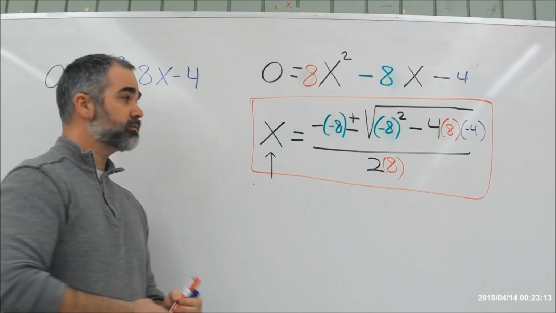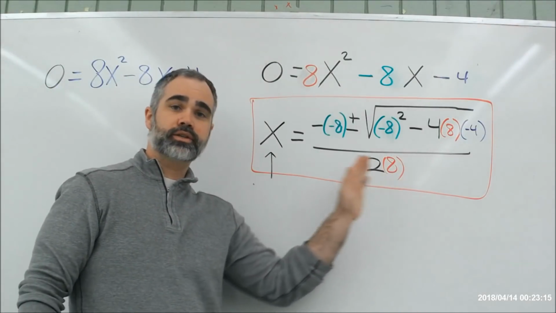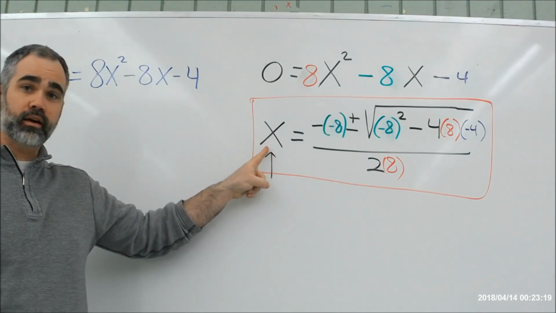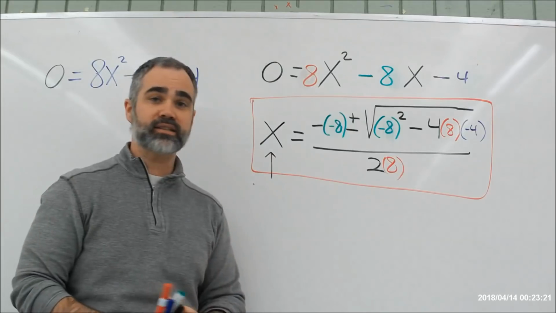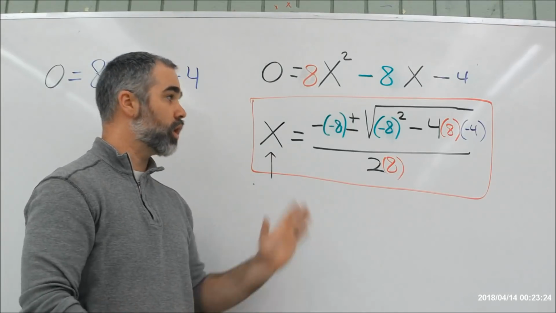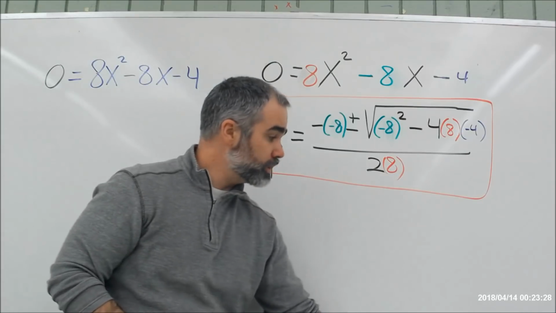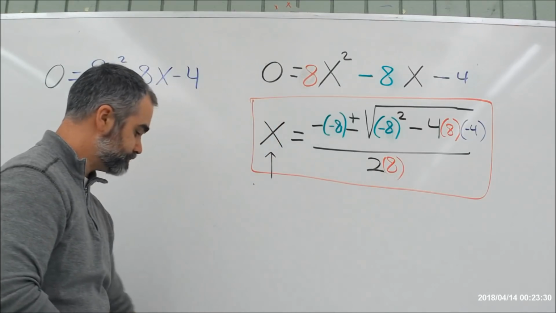If you find yourself putting an x anywhere in this equation, you did something wrong. There should never be an x in there. The only x is right here. Please be aware of that. If you see an x in your equation, you did it wrong. This is all numbers. No variables. So we can simplify a couple of things.